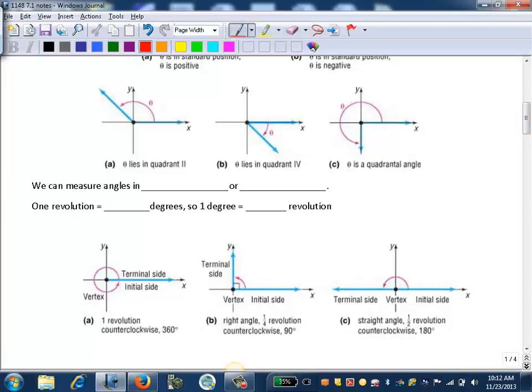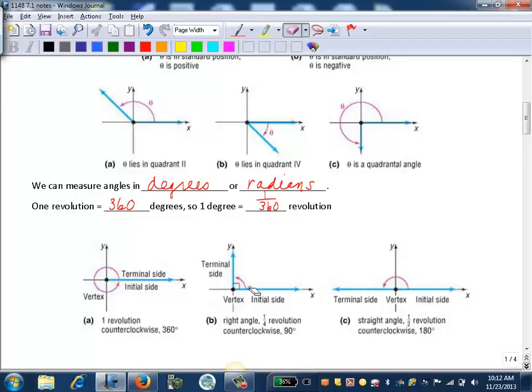We are most familiar with measuring angles in degrees, but we may also measure angles in radians, and we'll talk about that shortly. We know that one revolution is 360 degrees. So 1 degree must be 1/360th of a revolution. Here's our initial side and our terminal side. They coincide with the positive x-axis. We start here, go counterclockwise in the positive direction, one full rotation, one revolution, and then we end up here at the same place we started. So that's a 360 degree angle, one full revolution.